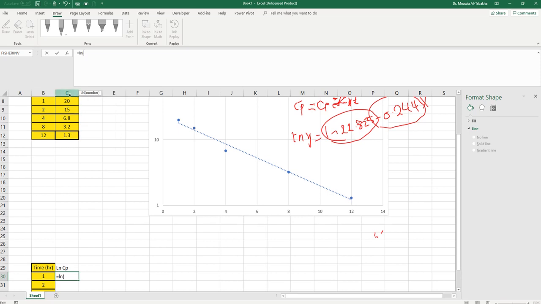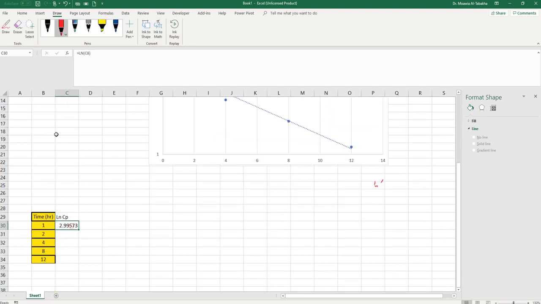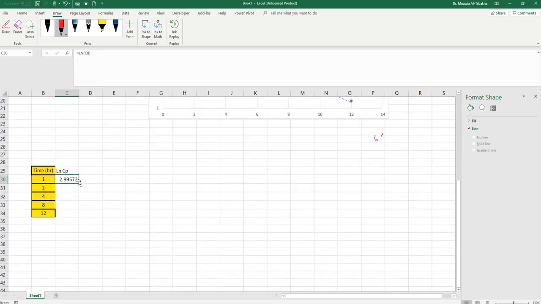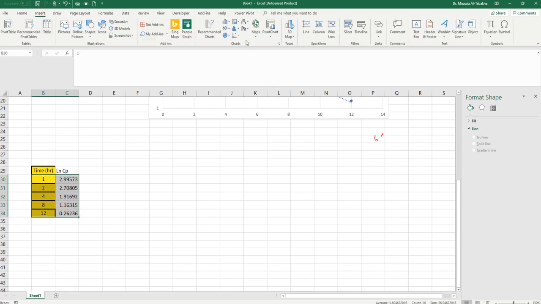Ln this number here. Okay, so now I wrote equal to ln this number. Now I can draw it here like that. Why am I doing this? I'm going to use normal graph paper now, not the semilog graph paper. So let me insert the same thing.